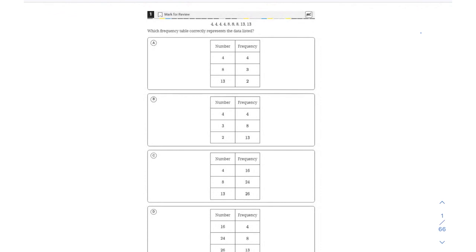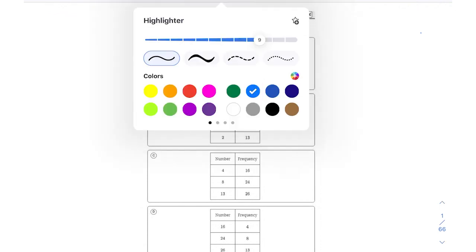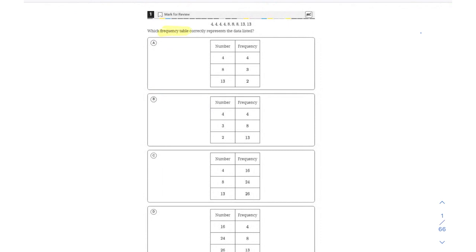It says, which frequency table correctly represents the data listed? And here, let's just highlight this, frequency table. All that means with a frequency table is that whatever numbers appear in this column will represent the number of times a particular result showed up. So for example, if we just look at the 4s, we had 4 of them. So the number 4 should have a frequency of 4. And based on that alone, if we look at answer choice A, that works.